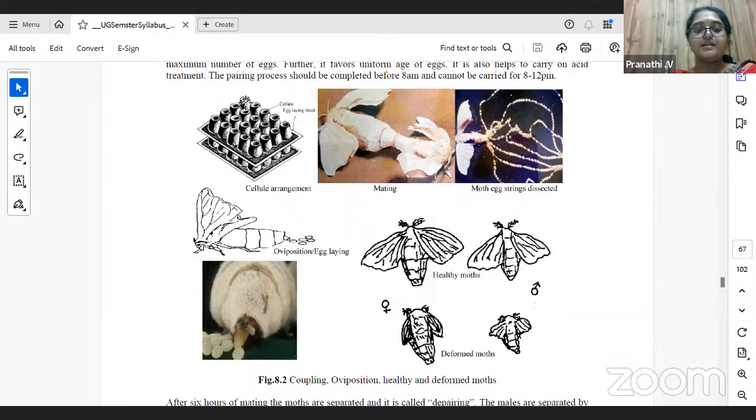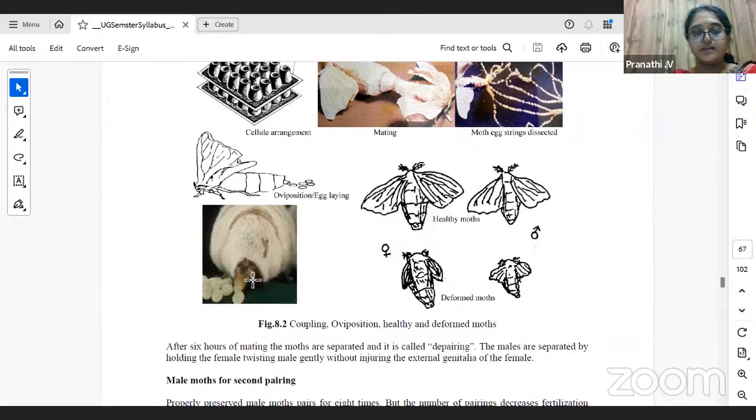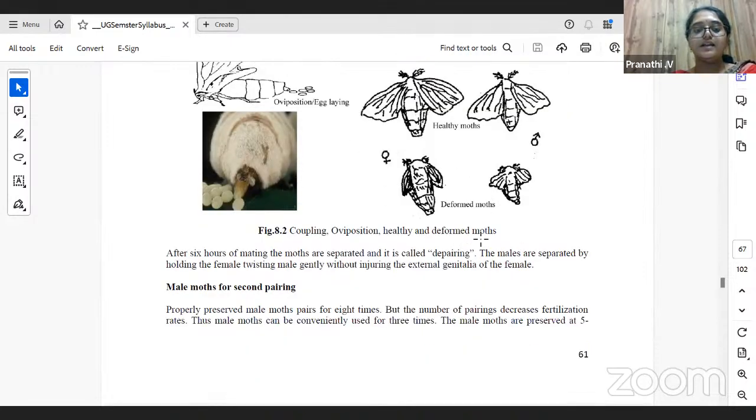So you can see this is the cellular arrangement for egg laying. Mating is taking place, as you can see. These are the moth egg strings that are dissected, and these are the oviposition of the egg laying. These are the healthy moths. These are the deformed moths. After 6 hours of mating, the moths are separated. This is called depairing. The males are separated by holding the female and twisting the male gently without injuring the genitalia of the female.